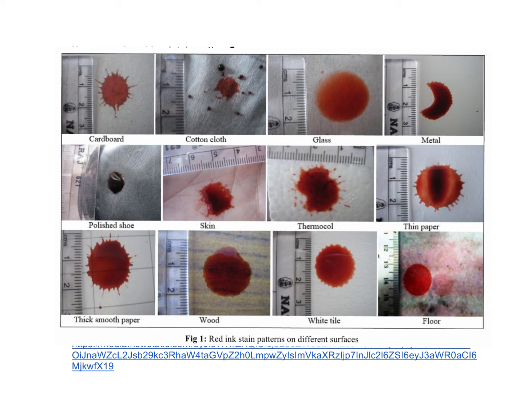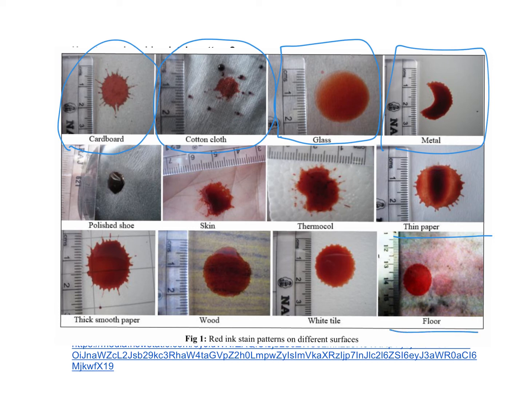Now this is a picture of red ink stain patterns on different surfaces. This is red ink, not blood. If you look at the cardboard compared to the cotton cloth, you will notice that on the cotton cloth, the drop is actually smaller in diameter than on the cardboard. The glass, you notice it is larger. Metal, only partial. Tin paper, the floor, white towel, wood, skin.